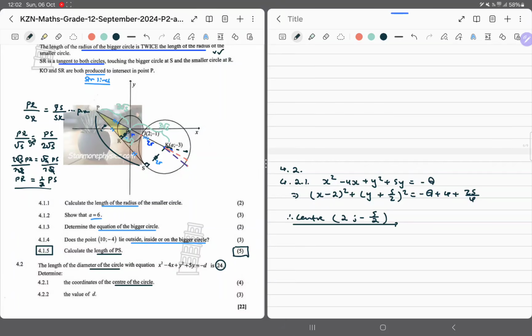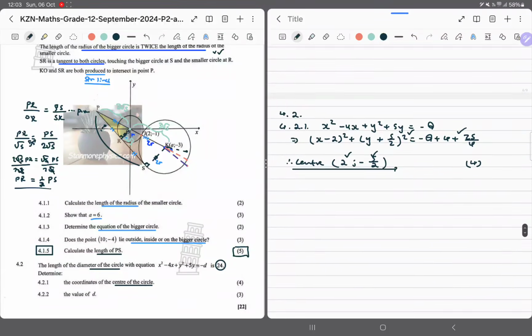So how many marks there? 4. Obviously, we get a mark for this, we get a mark for that, and we get a mark for this side. Maybe let's say a mark for the left hand side, a mark for the right hand side, and then a mark for those two coordinates. Maybe 4 marks, perhaps. That's the best way.